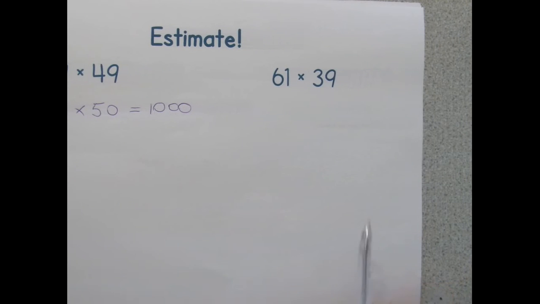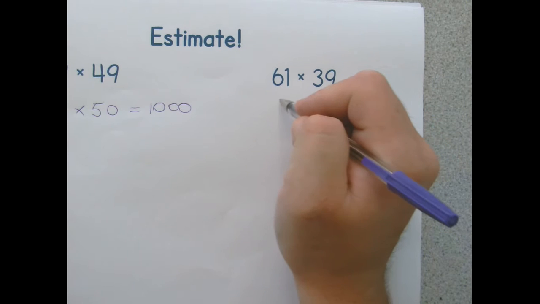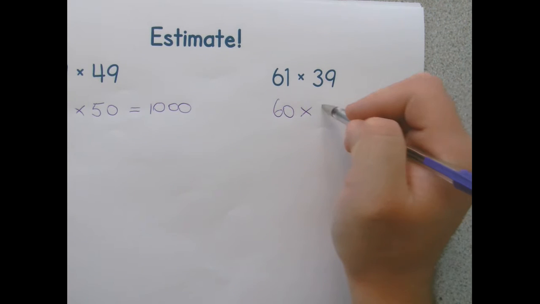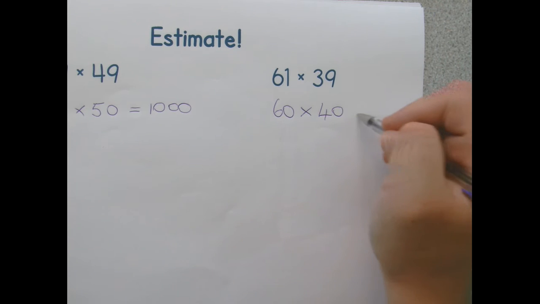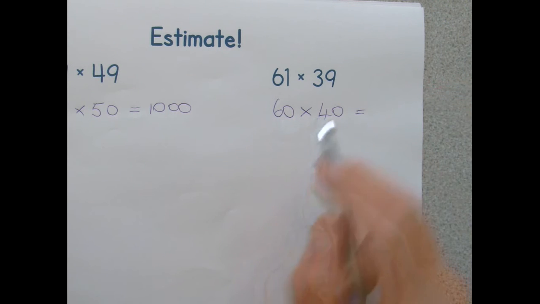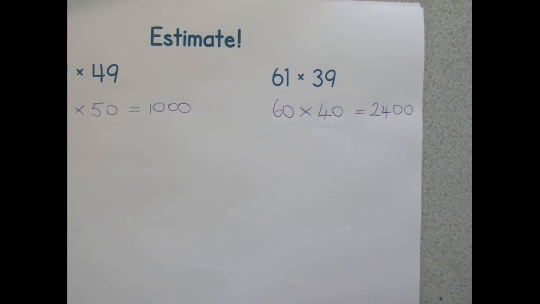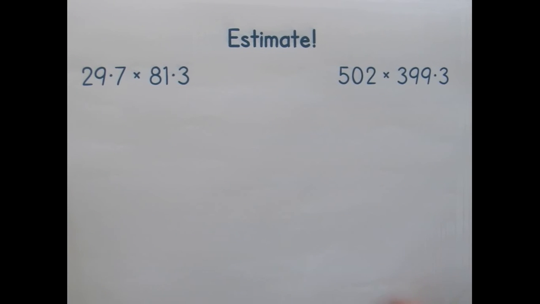This one again, okay, we can't do this in our head, but they're asking us to estimate, so 61 becomes 60. 39 becomes 40. Okay, and again to work this out then in our heads, 6 times 4 is 24, and add the 2 zeros. So 2,400.